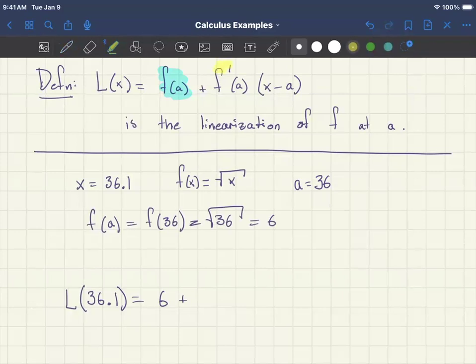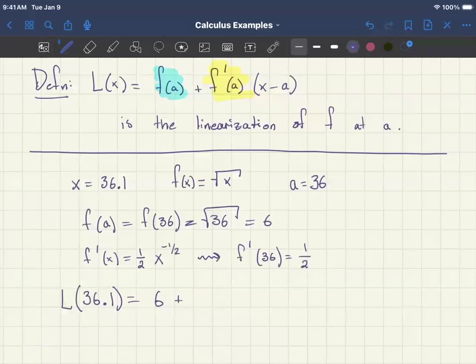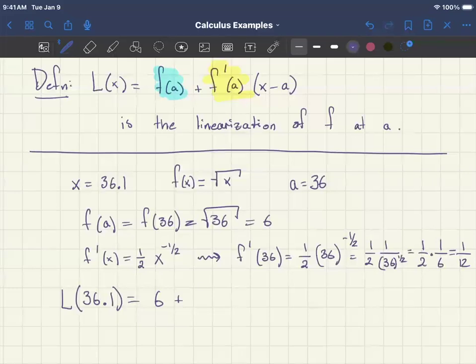Second thing that we need is an f prime of a. So let's find f prime of x. We are going to take our power down. Remember, our square roots are actually x to the 1/2. Subtract 1 from our power. And then we are going to pop in our 36 into our solution there. So we have 1/2 times 36 to the negative 1/2. And that looks really nasty until we rewrite it as 1 over the square root of 36. And now we're taking the square root in the denominator. So the square root of 36, as we saw, is 6. So that gives us 1/12.